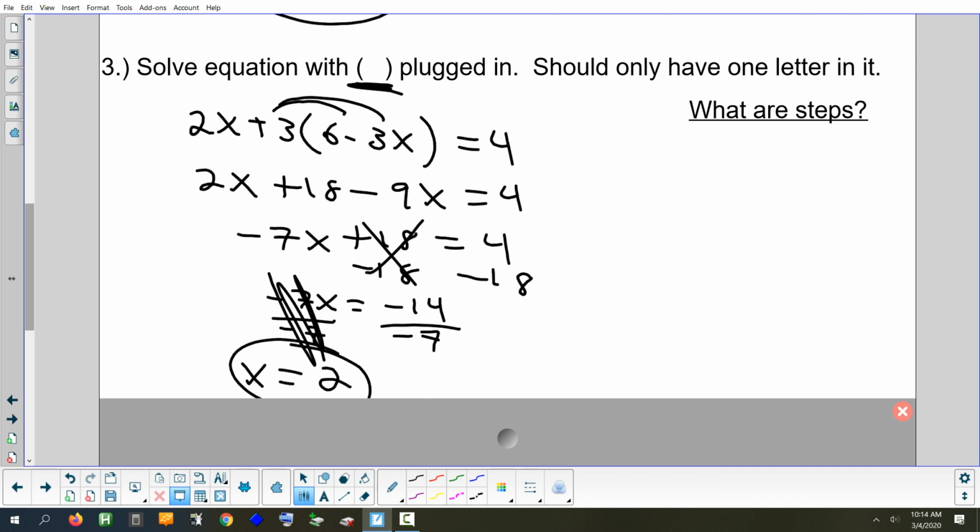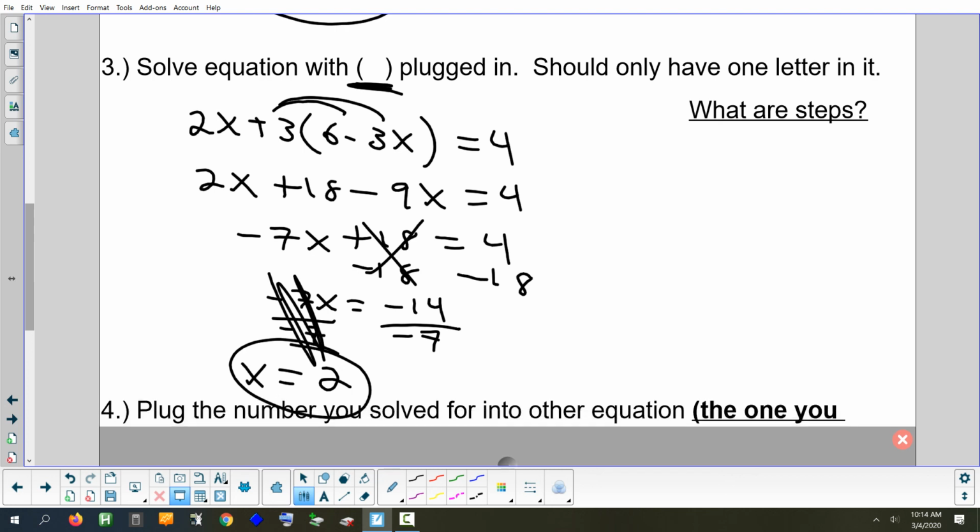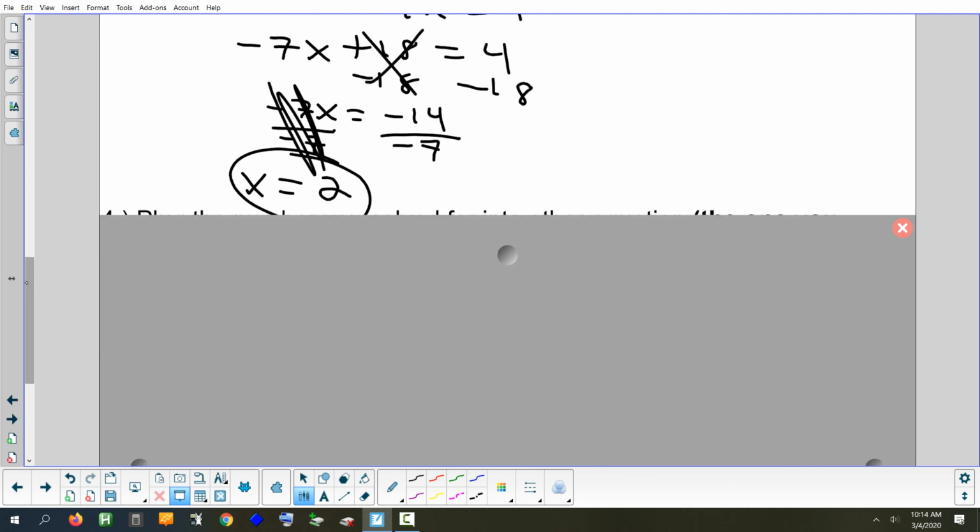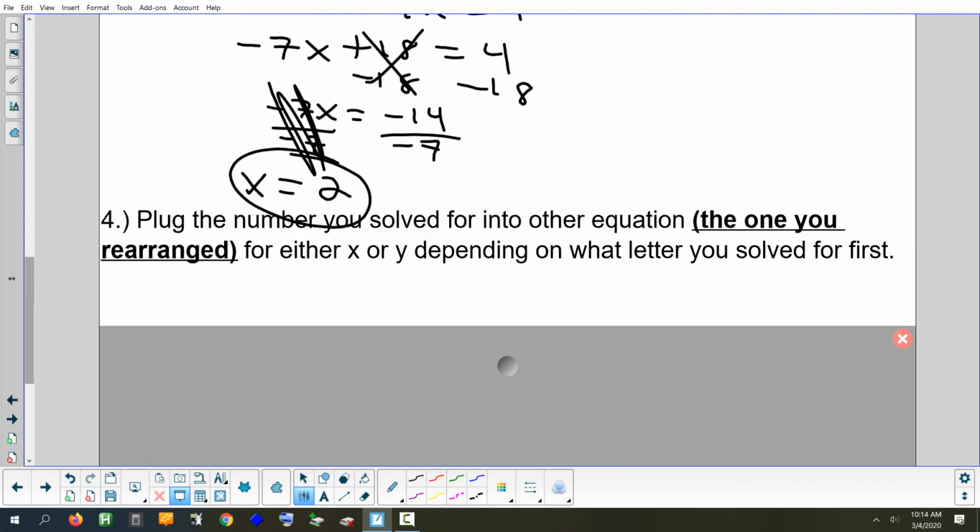Okay. So as far as the work in the problem, you've done like 90% of the work. But there's still one more thing you have to find. What's the other thing we have to find? We still have to find the y. So that's step 4. Take the number that you just got and plug it back into the equation that we rearranged.